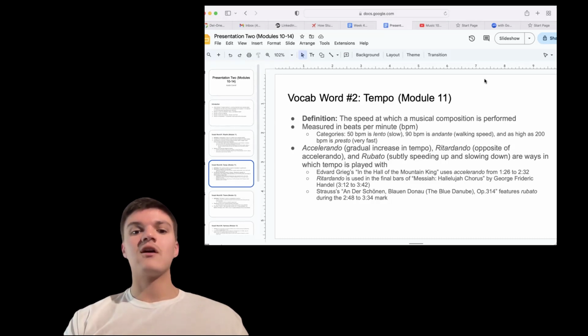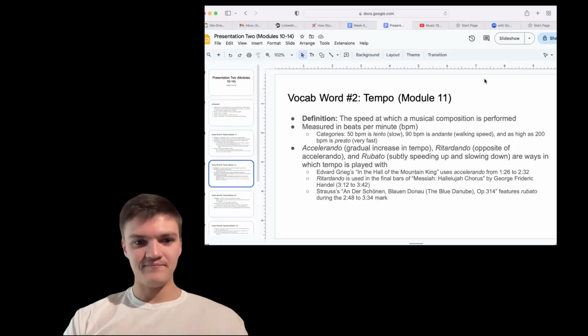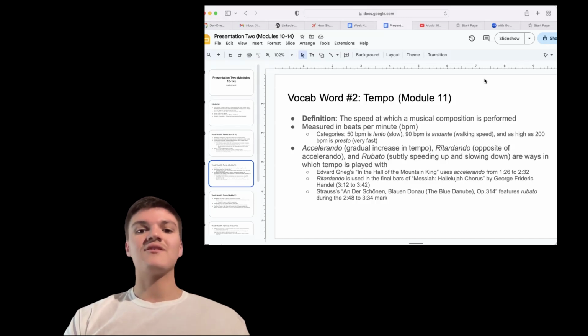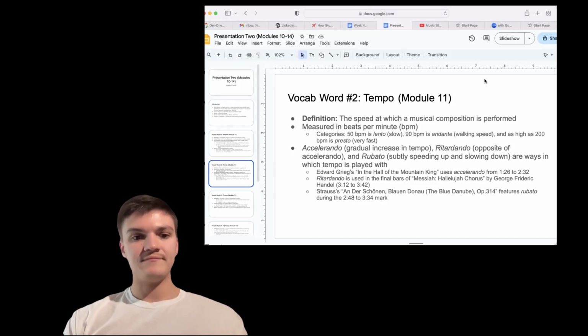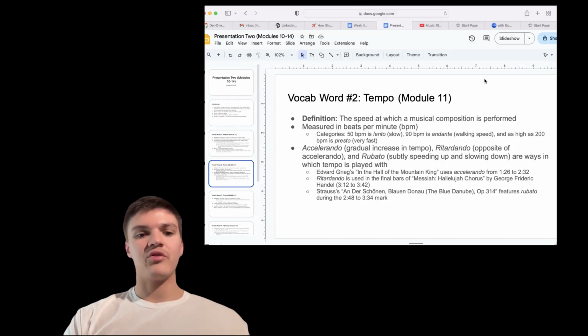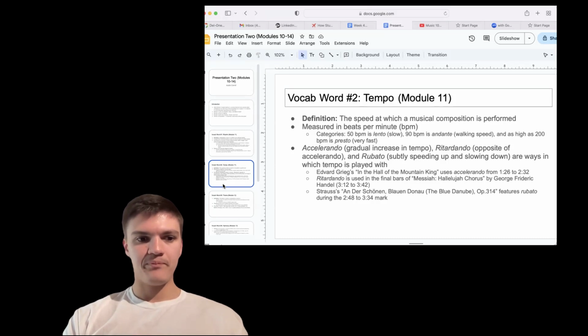Edvard Grieg in In the Hall of the Mountain King uses accelerando from the 1:26 to the 2:32 mark. Ritardando is used in the final bars of the Hallelujah Chorus from Messiah by George Frideric Handel, from 3:12 to 3:42. Strauss's The Blue Danube features rubato during the 2:48 to 3:34 mark.